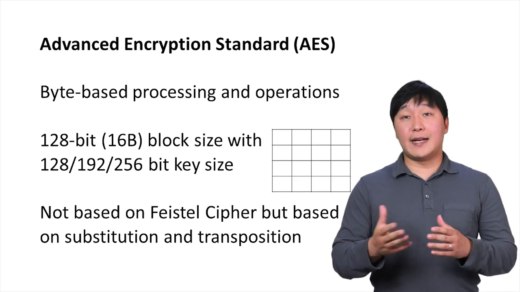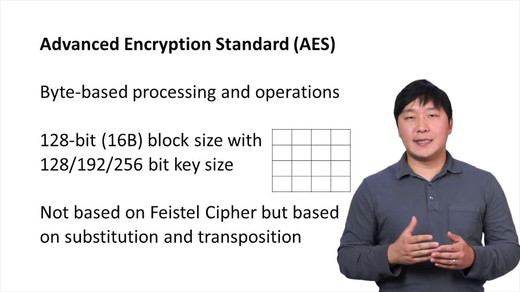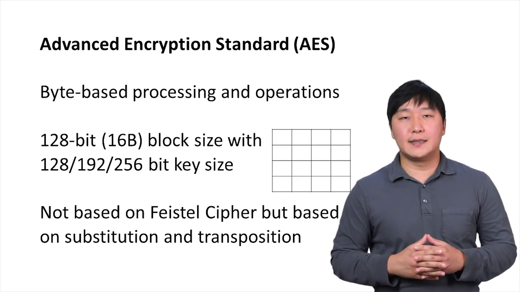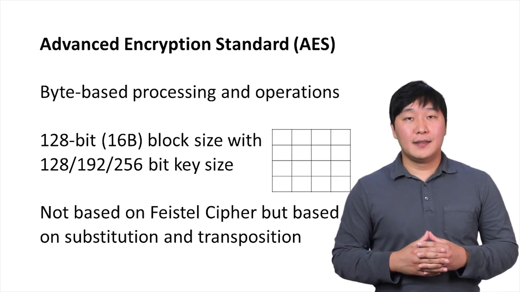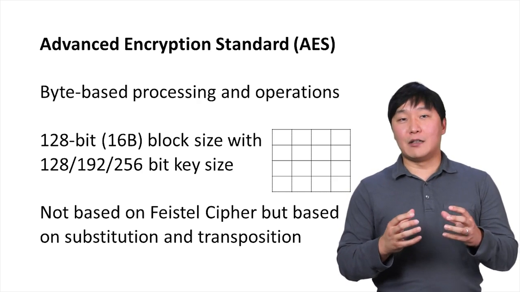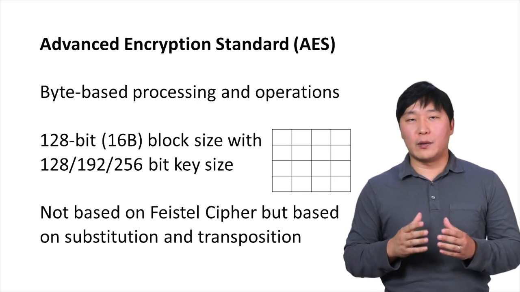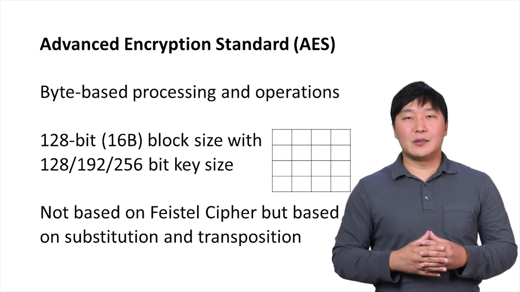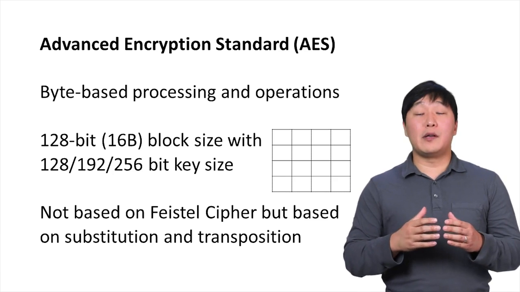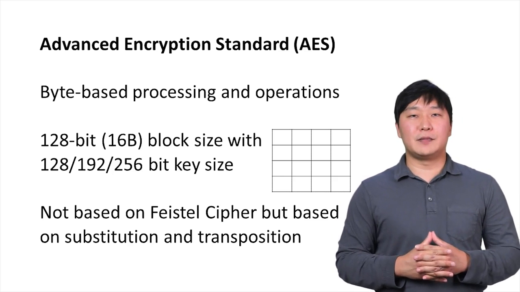AES processes the data on bytes, which are 8 bits. The block length is 16 bytes in the form of 4 columns of 4 bytes, or a 4x4 matrix with each element being a byte. This data is also called a state array in AES, and each row or column in a state array is called a word. So a word is 4 bytes or 32 bits long. AES supports keys of 128 bits, 192 bits, and 256 bits.